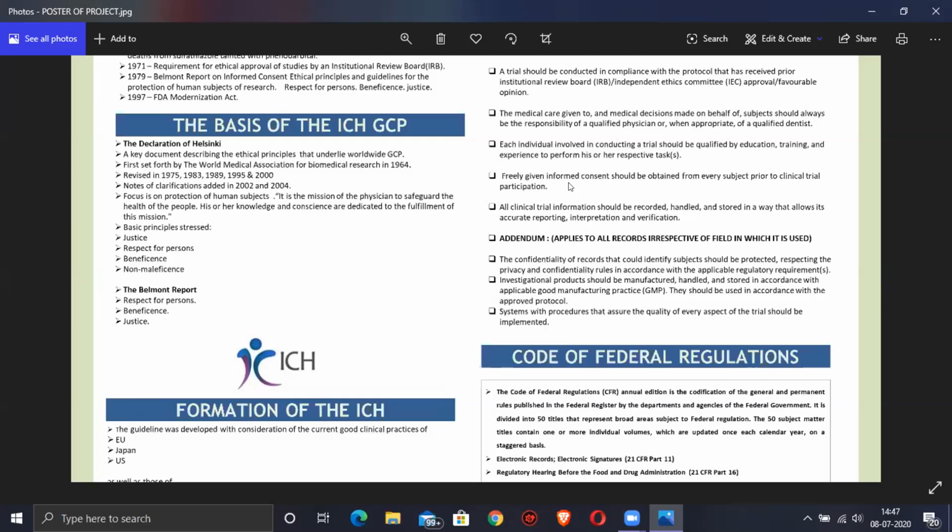Investigational products should be manufactured, handled, and stored according to the GMP principles. And there must also be systems for the quality checking of every aspect of the trial which is being conducted.